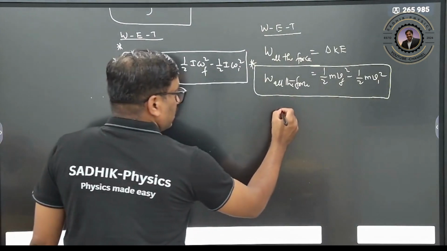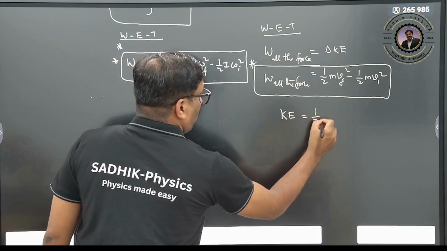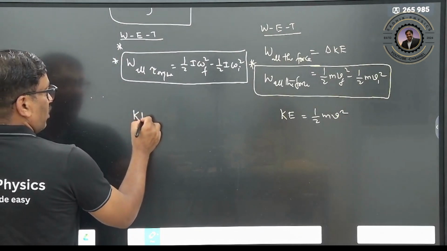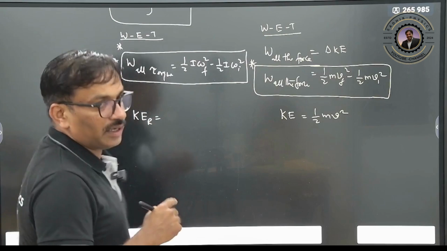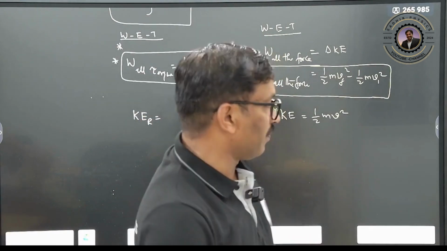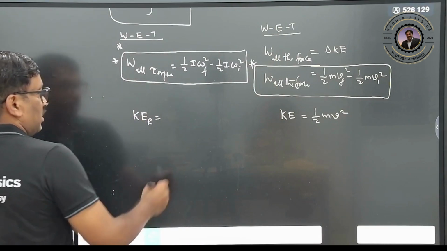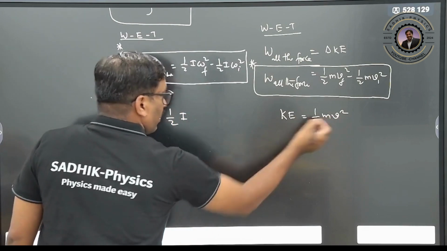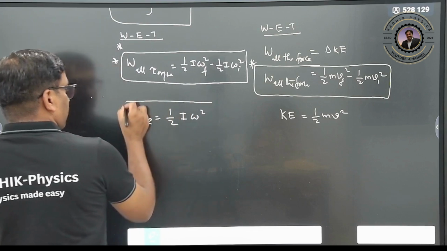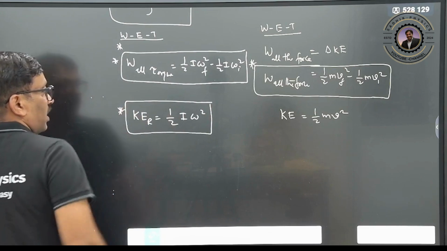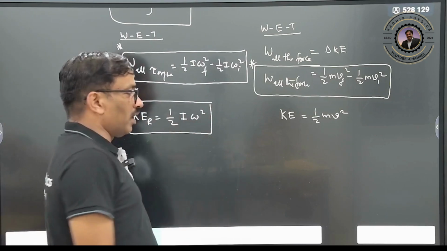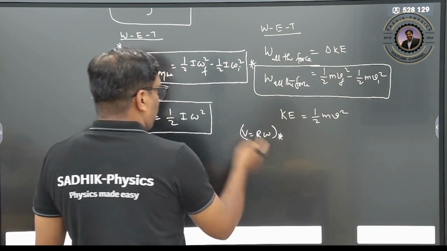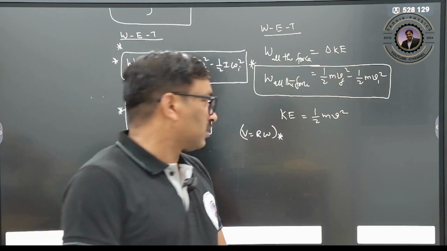Translational kinetic energy we know is half m v square. Similarly, what is the formula for rotational kinetic energy? I already derived this equation in the moment of inertia concept. There we got moment of inertia instead of mass, and angular velocity square instead of velocity square. Sometimes you need conversions, and we know that v is equal to R omega, so we can use this formula for the conversions.